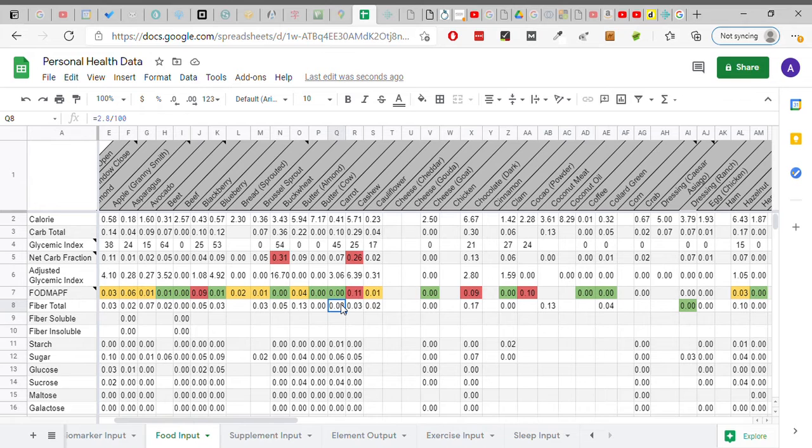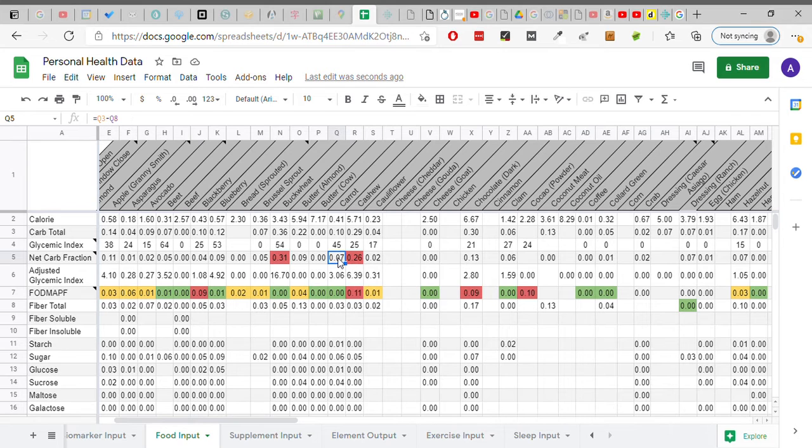There's 2.8 grams of fiber in 100 grams of carrot. So we divide 2.8 by 100 to get 0.03 grams of fiber per gram of carrot. Then we subtract 0.03 from 0.1 to get a net carb fraction of 0.07. So there's 0.07 net carbohydrates in 1 gram of carrot.